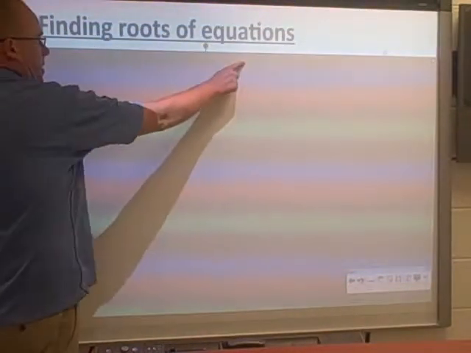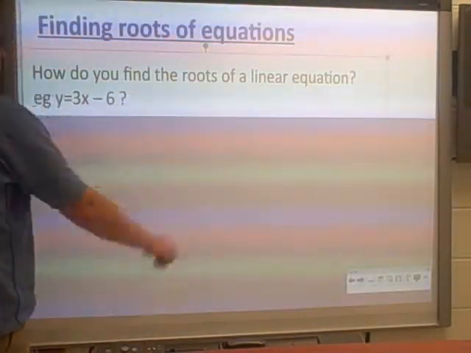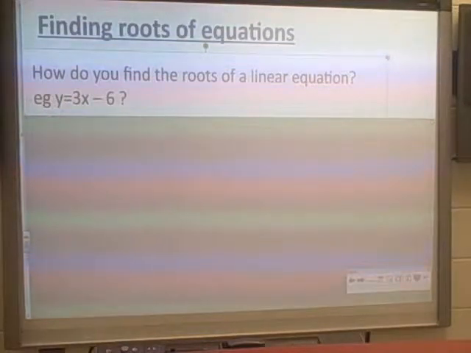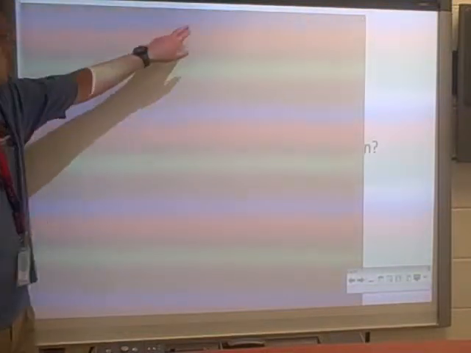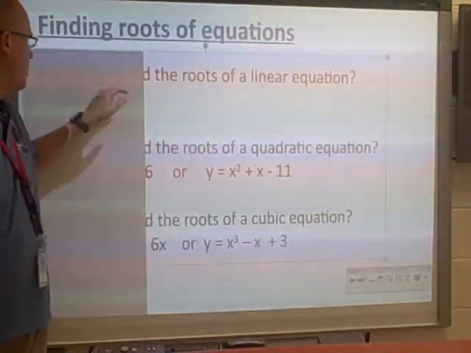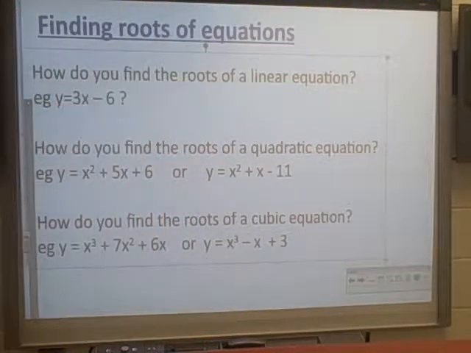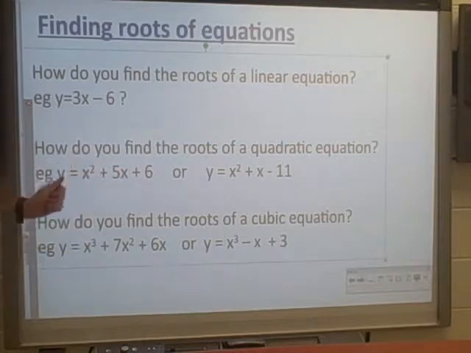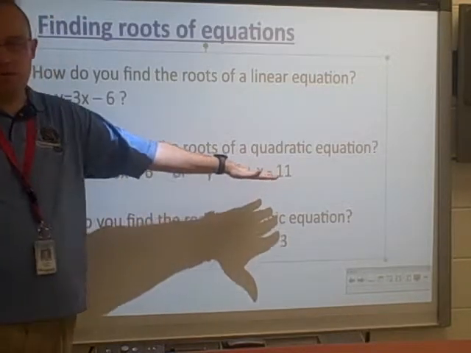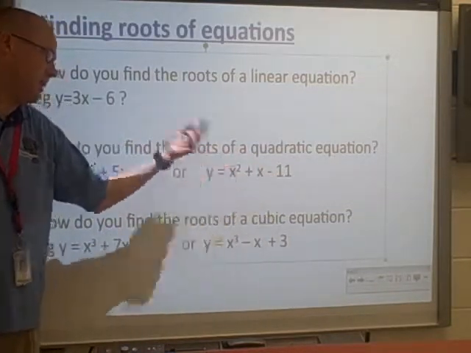So finding roots of equations, let's do a very quick recap. So how do you find the roots of a linear equation? Well, you just set this one equal to 0. So if you set y equal to 0, 3x minus 6, so x equals 2 would be a root for that one. So linears are very easy to do. And if we do this for quadratics, then this will factor, x plus 2, x plus 3. So we could find the answer for that one. This one doesn't factor so nicely, but we could use the quadratic formula.